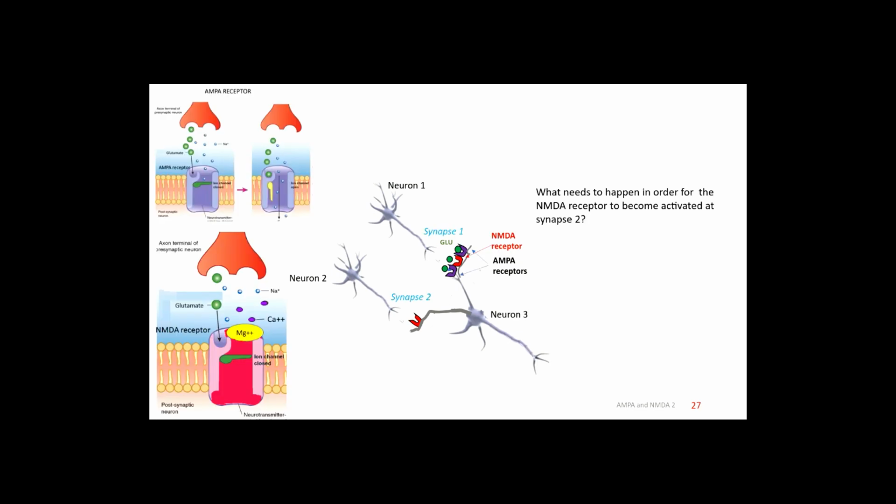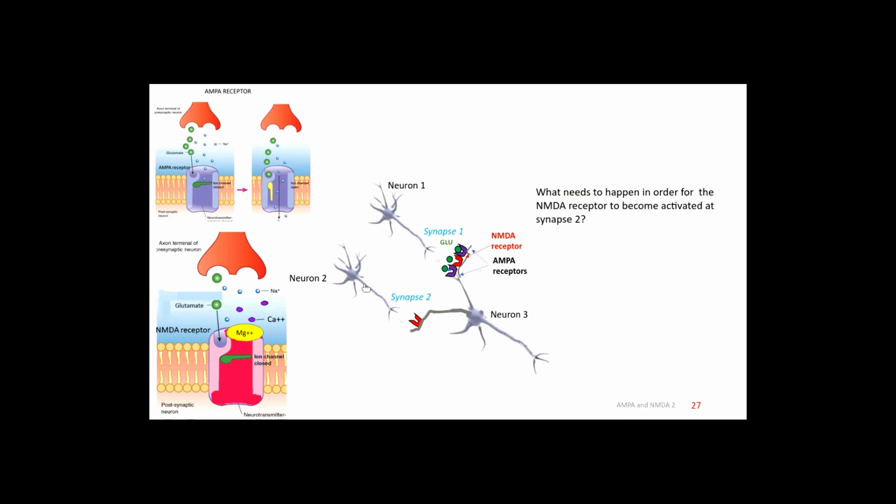Just to make sure we're on the same page here, what needs to happen in order for this NMDA receptor to become activated? Assume that neuron 1 released glutamate, binds to its AMPA receptors, makes the neuron fire, depolarizes the whole neuron. In order to activate this NMDA receptor, what else needs to happen? If you guys can type in. You're going to need glutamate binding, right? Second criteria. Okay, at the same time that this synapse caused depolarization of the neuron. All right, how are you going to get glutamate at synapse 2?